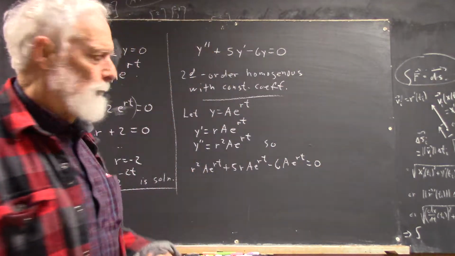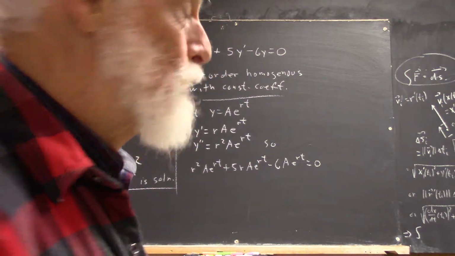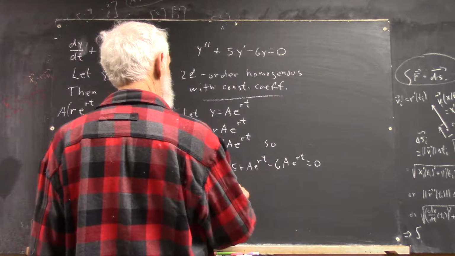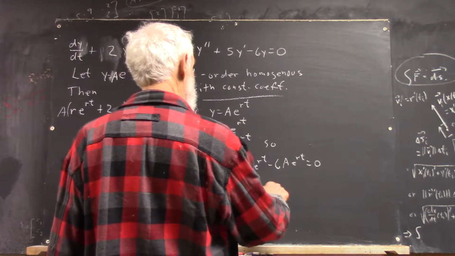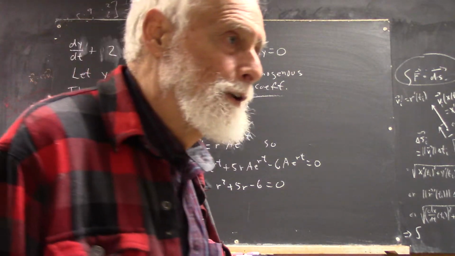Does this kind of remind you of an eigenvalue problem? It should. Anyhow, you get r squared plus 5r minus 6 equals 0, which is like a characteristic equation for a linear transformation, isn't it?